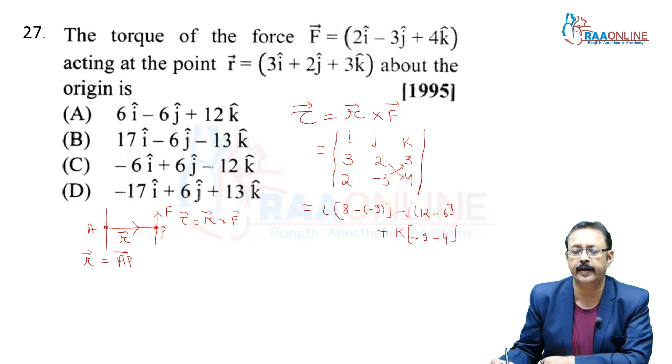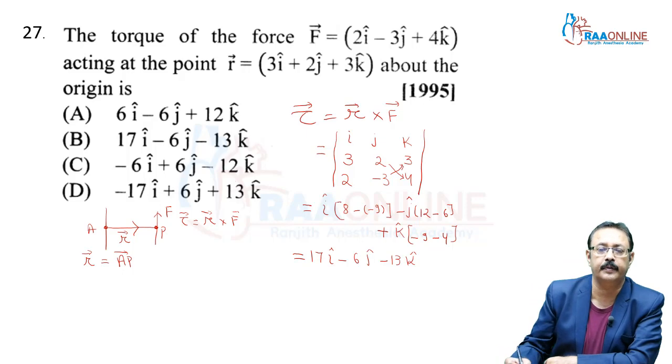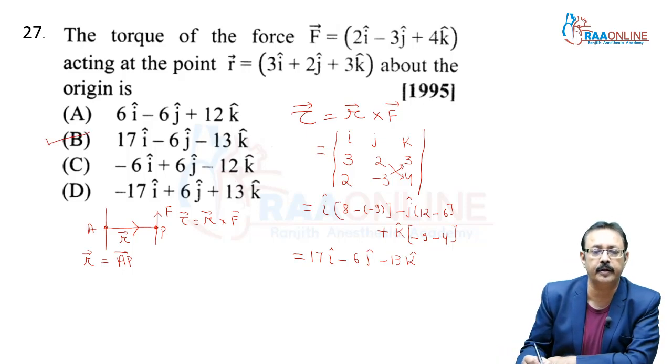So what are we getting? 8 plus 9, 17 i cap. Cap means unit vector, 17 i cap. 6 into minus, minus 6 j cap. Minus 13 k cap. 17i minus j minus 13k cap. So we are going with option B.